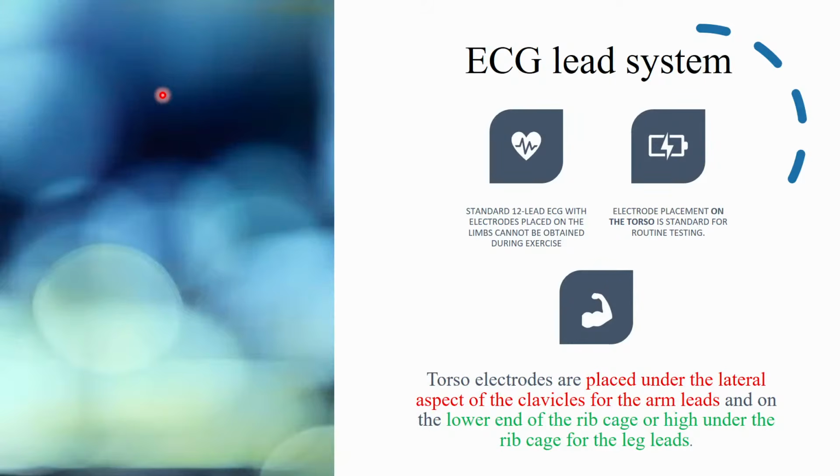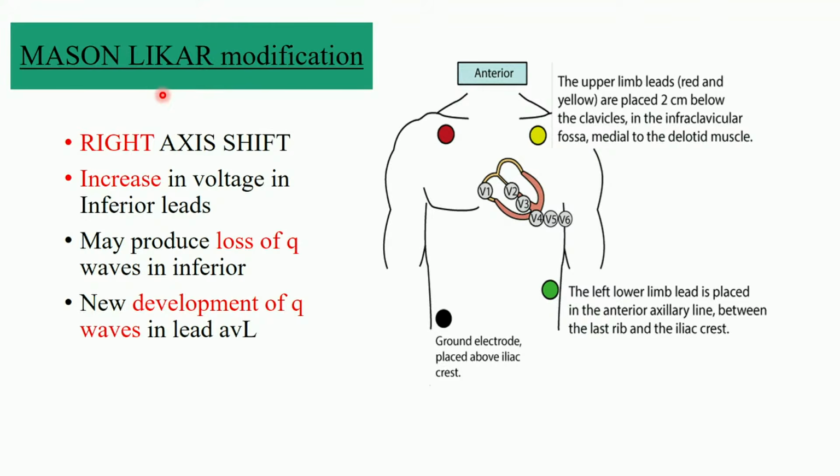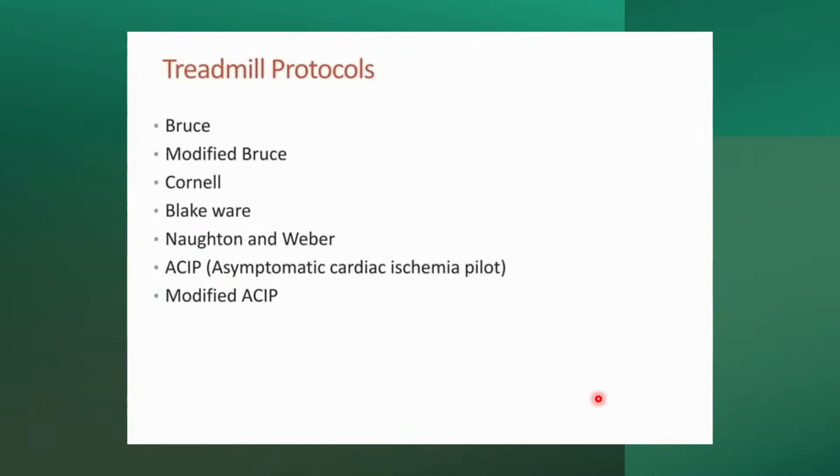After explaining everything to the patient, we connect the ECG leads. There is one modification called the Mason-Likar modification. We cannot tie the leads over the extremities, so we modify it such that the leads are connected nearer to the torso. The upper limb leads will be connected here, and the lower limb leads here. With this modification there are some slight changes in the ECG, such as right axis shift, increased voltage in the inferior leads, and new development of QS in aVL. Here is one more pictorial representation of the Mason-Likar modification.